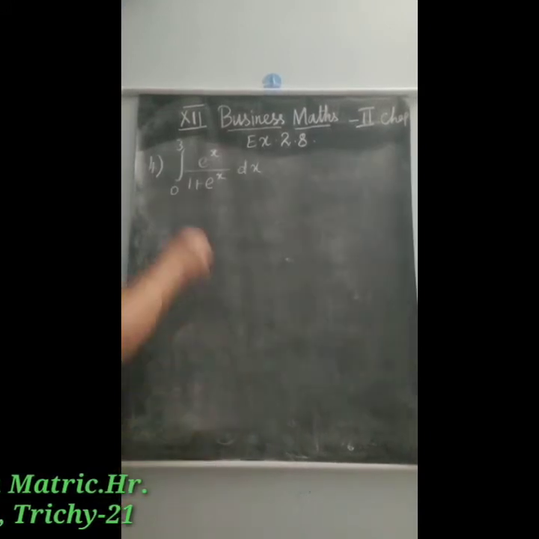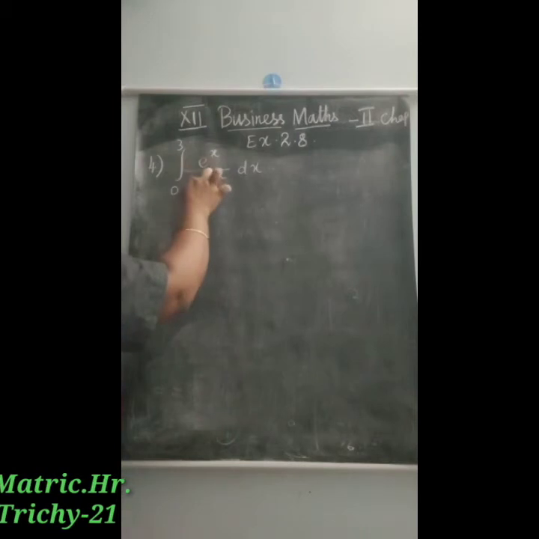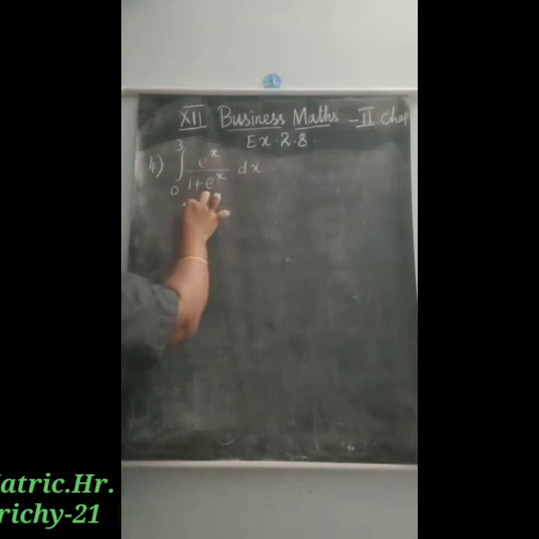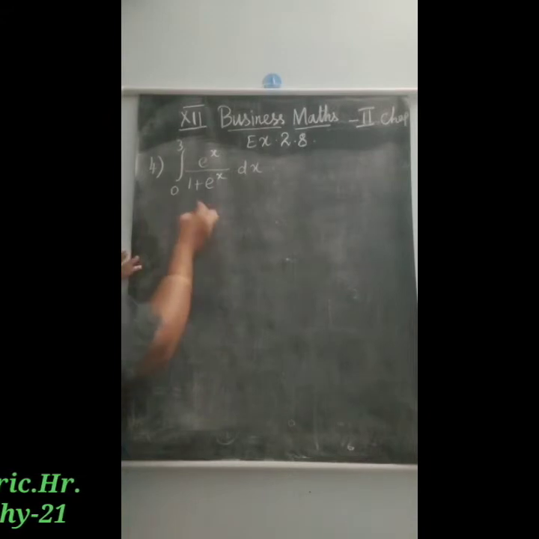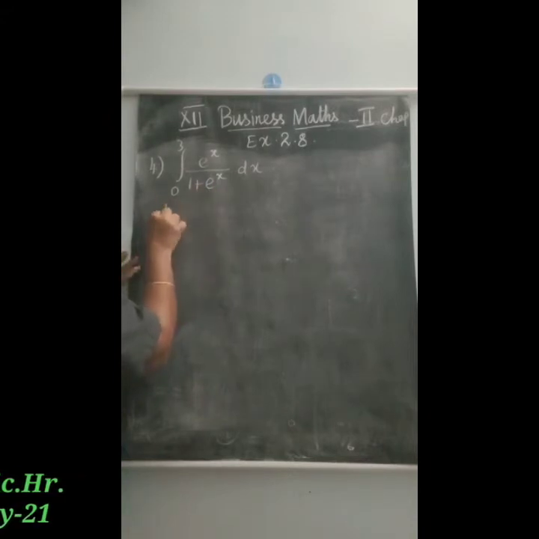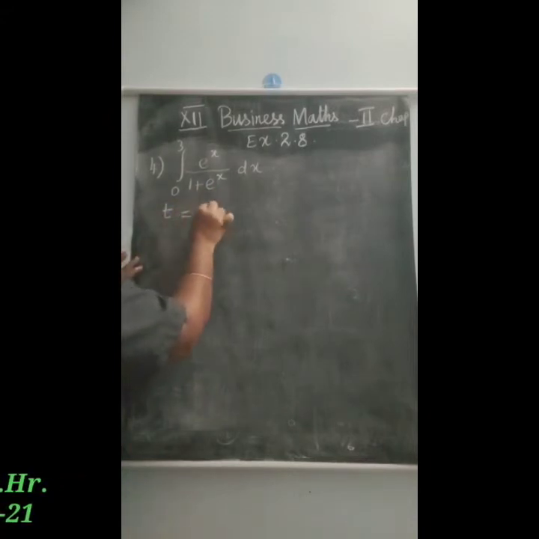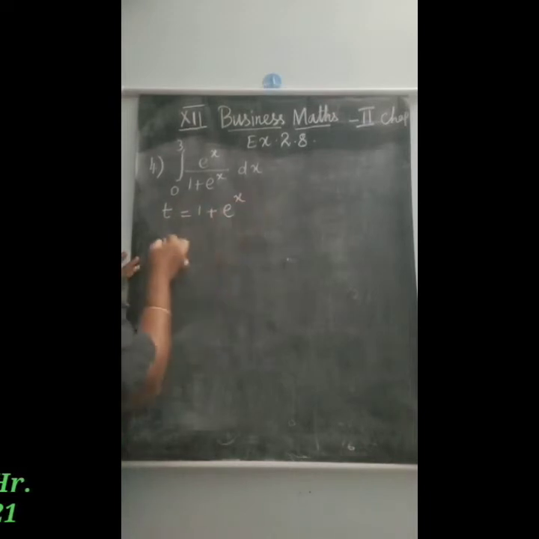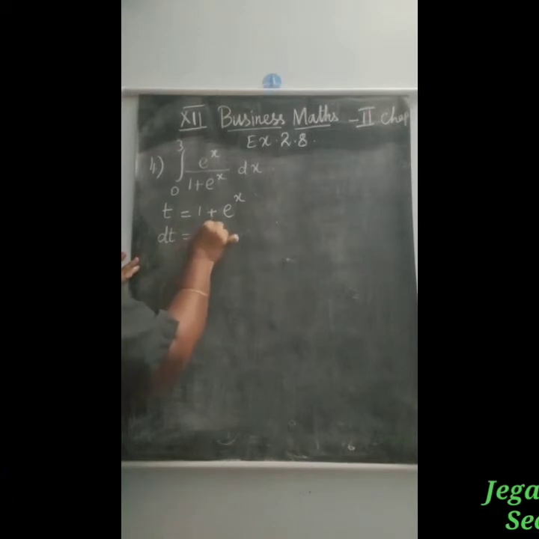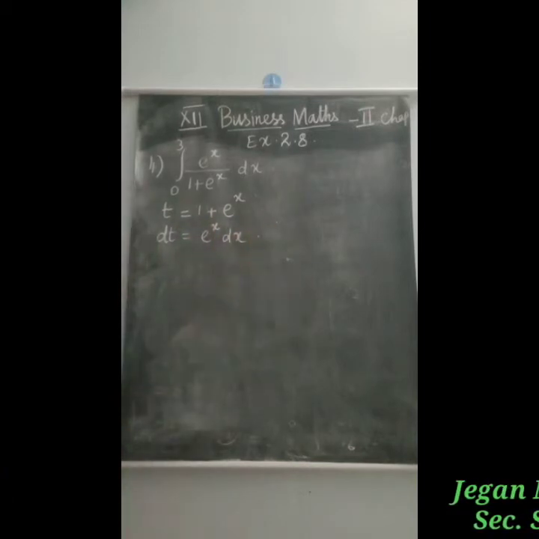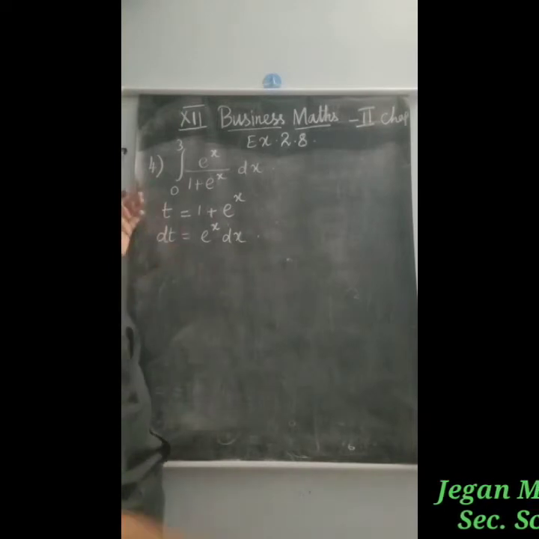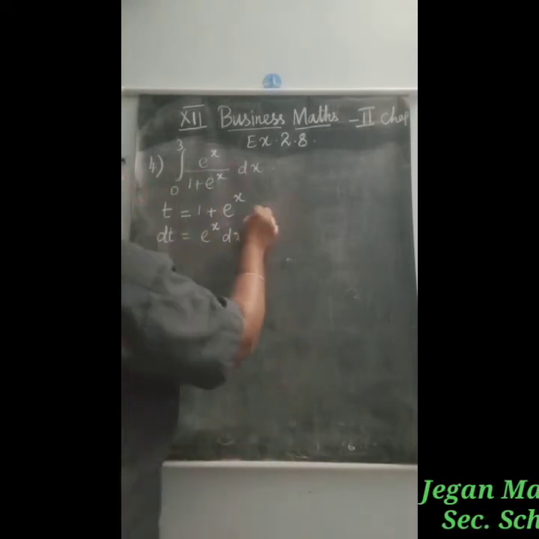Let us see the fourth sum. Integral of 0 to 3 e power x divided by 1 plus e power x into dx. This is also the substitution method. So let us consider t is equal to 1 plus e power x. What is the differentiation for this one? dt is equal to e power x dx. Now you have to substitute for the limit values also.